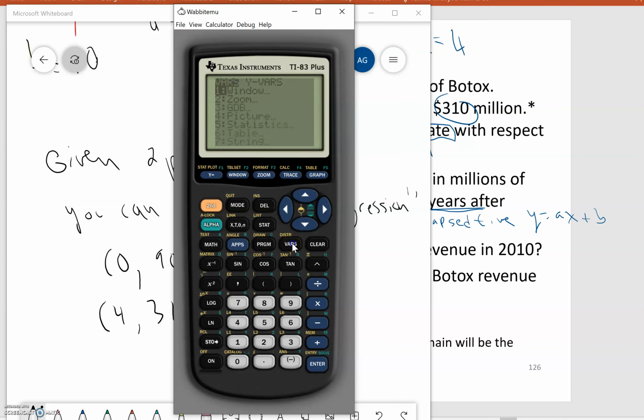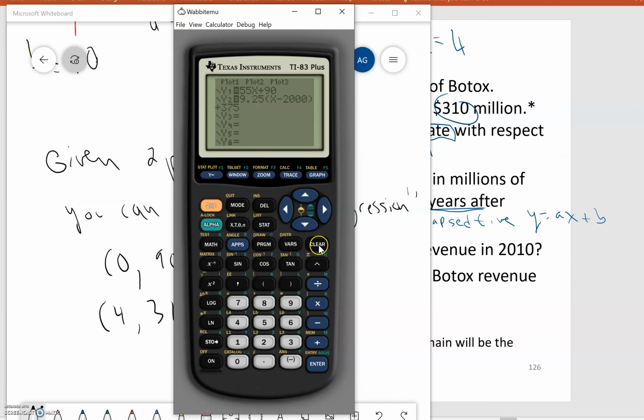So I type in Vars, Y-Vars, Function, and I choose what I want to save it as. So I'm just going to save it as y1. So now it will save the function as y1. And there it is: ax plus b, where a is 55 and b is 90. And we know that that's the same one that we found already.